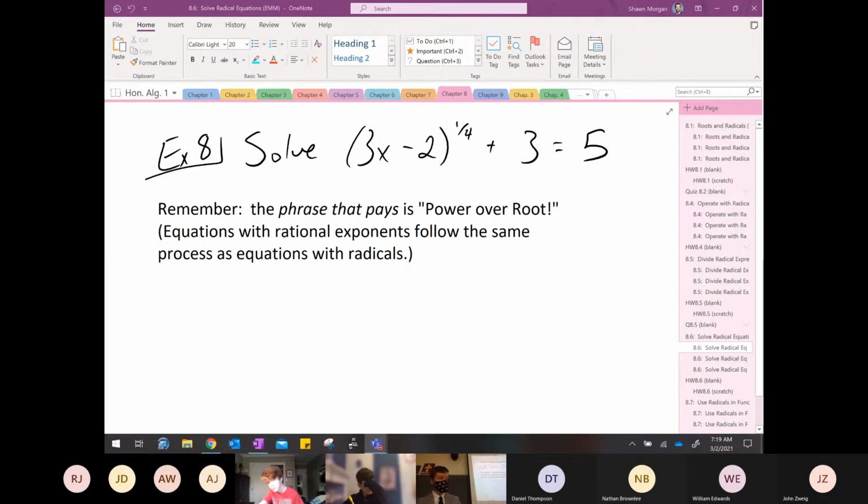Now you look at an equation like this and you might think, well, that goes right out the door, because this isn't even a radical equation. And yet, if we remember, as I say here in the note, the phrase that pays is power over root. Anytime you have a rational exponent. What is a rational exponent, Paul? What does rational exponent mean? The word rational.